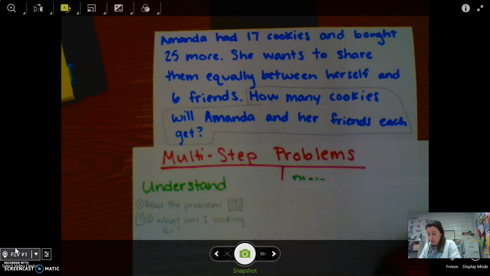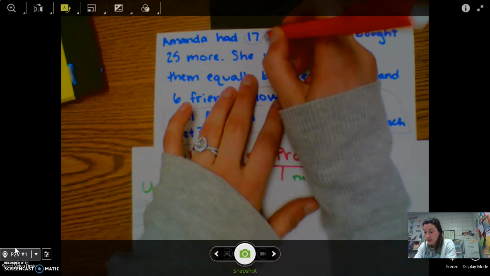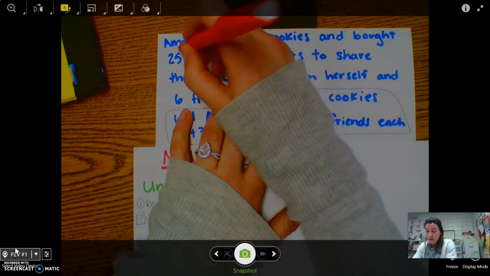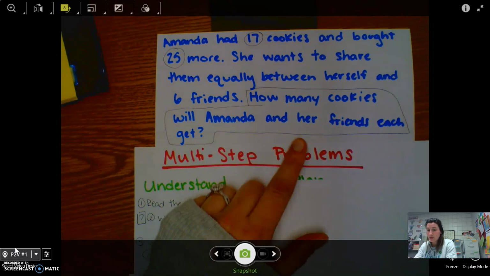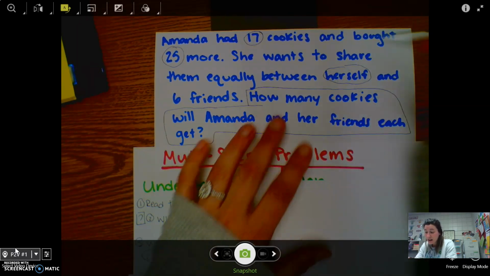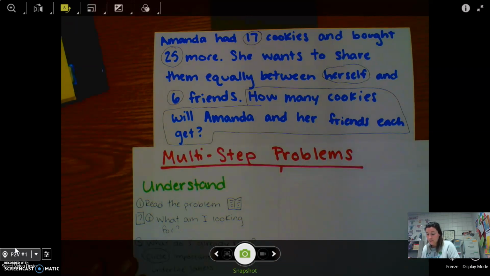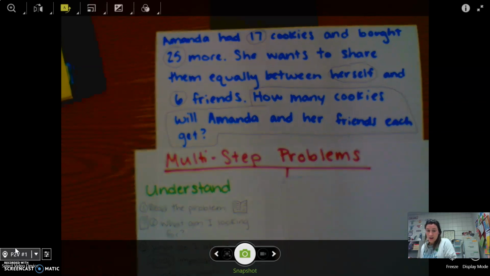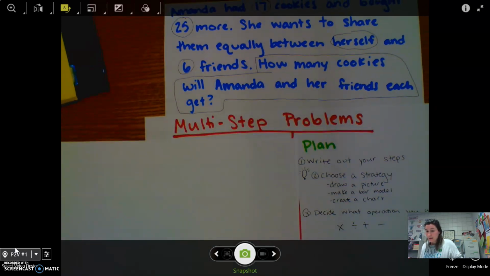I'm going to circle what I already know, which is the important numbers. So I know she has 17 cookies and she buys 25 more. She wants to share them equally between herself, which is like 1, her, and her 6 friends. Okay. So now that we understand the problem, we need to plan.